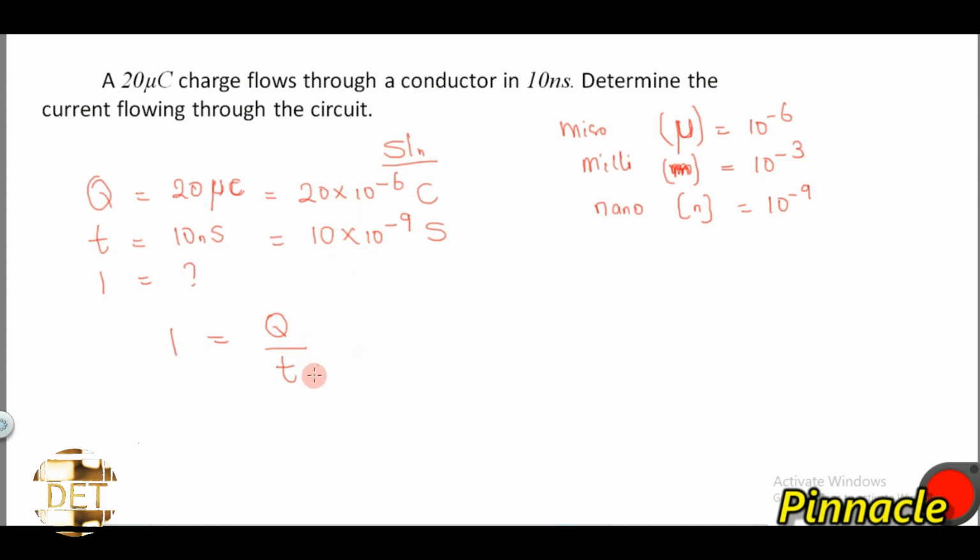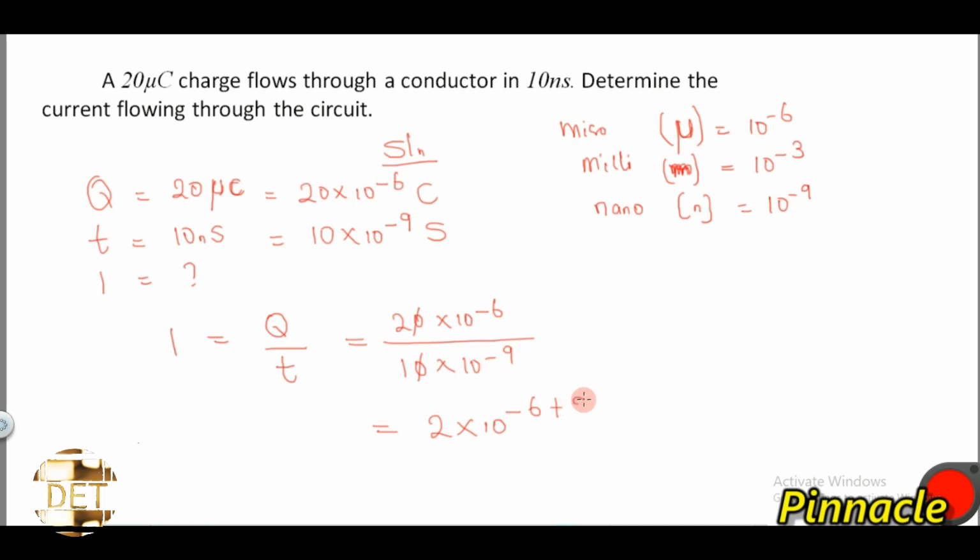So if I put in my values here, this will be equal to, my Q is 20 times 10 raised to power minus 6 over my T is 10 times 10 raised to power minus what? 9. So this 0 will cancel at the 0. So 2 divided by 1 is equal to 2 times 10 raised to power, this minus 6 that we have here. So when this 10 raised to power minus 9 goes up, it becomes plus. So this minus, as it goes up, it becomes plus.